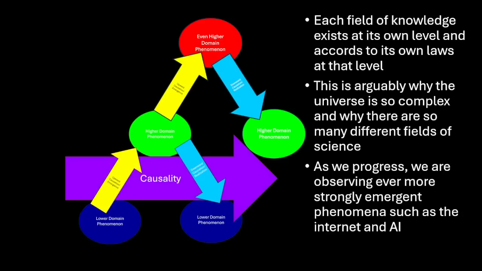But this is why the universe is just so ridiculously complex and why we need so many different fields of science in order to understand it all. And again, we don't know where this ends. We can keep building new strongly emergent phenomena that are completely different from any other phenomena that we know of in the universe. And again, this is kind of spooky. And it implies that the universe is just this.